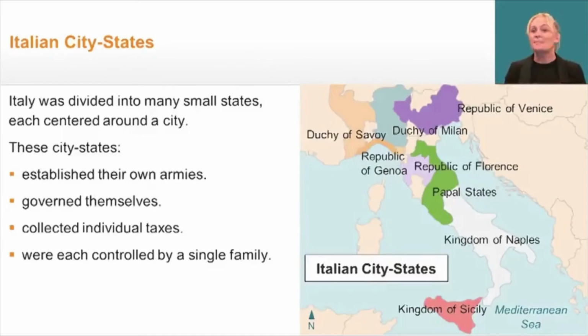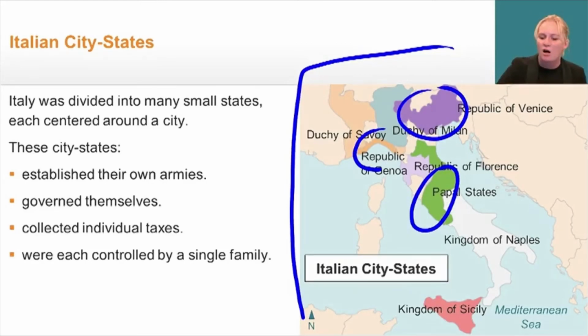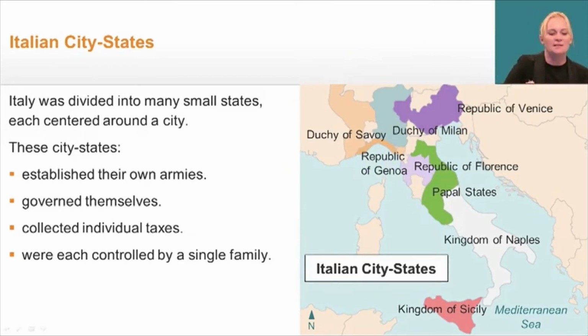All right, let's keep going and talk a little bit more about why the Renaissance was able to flourish in Italy. Now I want to talk about Italian city-states. Take a look at this map over here, and you can see these different colors. You can see these different areas. These were all broken down little sections of Italy, and they were called city-states. Italy was divided into many small states, and each centered around a large city.